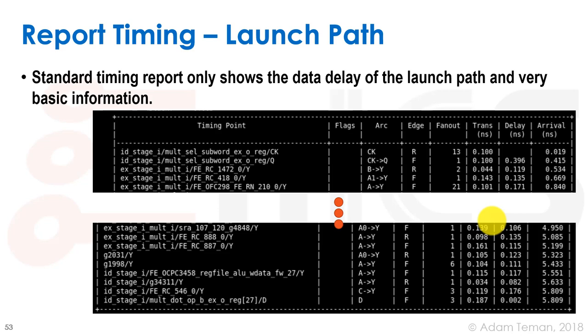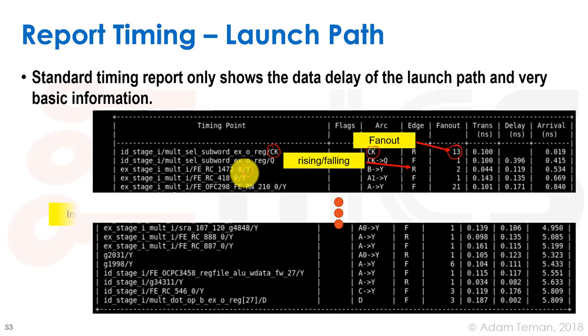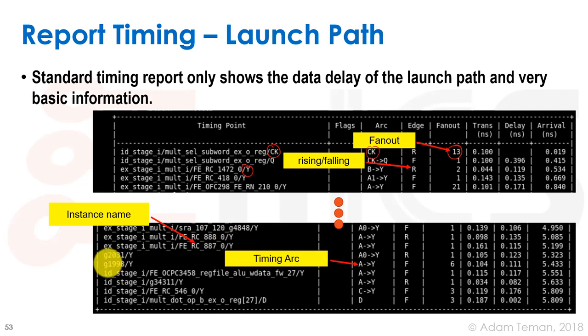And again, a standard timing report, when we just write report timing, will show just this launch path. So the launch path starts at the start point, which, as we can see here, is the clock pin of the flip-flop, and shows a lot of stuff on this type of a slide. So we have the fan out of this clock pin over here. It saw 13 flip-flops. It was a rising edge over here that was driven by this pin. The instance name here that drove this pin, or the pin name, is over here, right? The timing arc, for instance, on this type of a cell, went from an A to a Y arc, from pin A at the input to pin Y at the output.